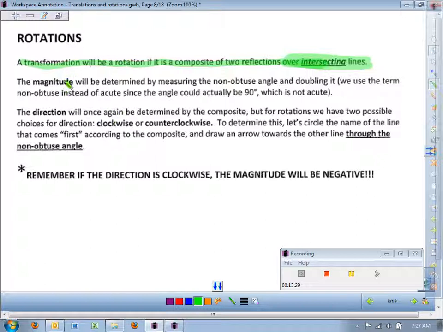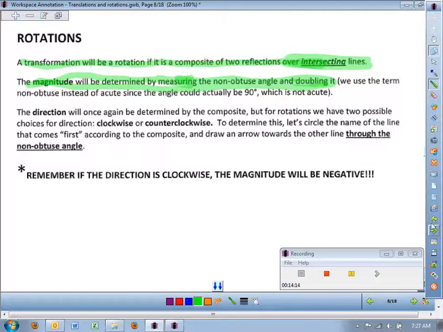So then the magnitude will be determined by measuring the non-obtuse angle and doubling it. When we say non-obtuse, it means not obtuse. Most people would say measure the acute angle. The legal way to say it is non-obtuse, because it could be possible that the angles in this picture would actually all be 90 degrees, and those are not acute. It's like there are no acute angles, so that's why we say non-obtuse. And then the direction will once again be determined by the composite, but let's skip that for right now. We'll come back to it, and let's try one.